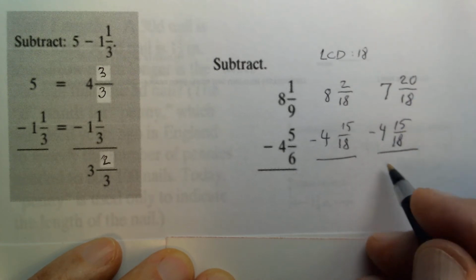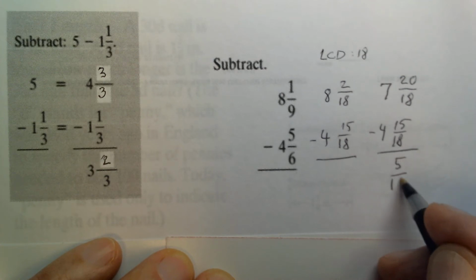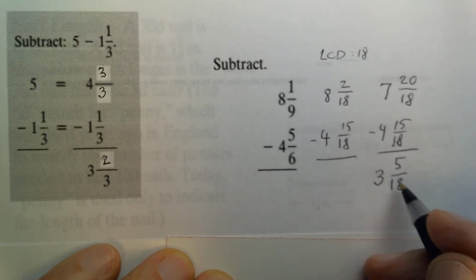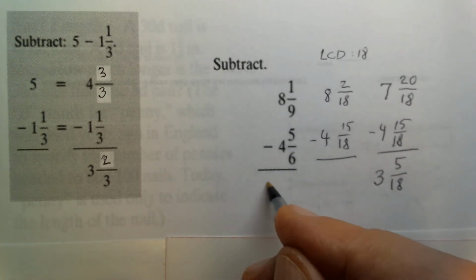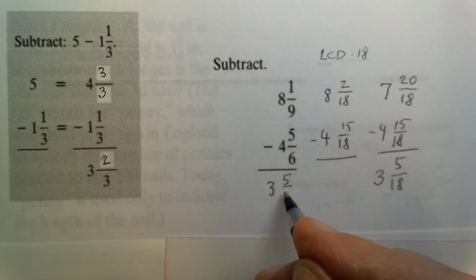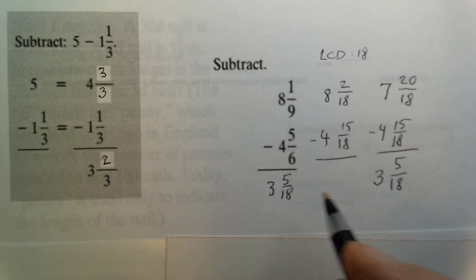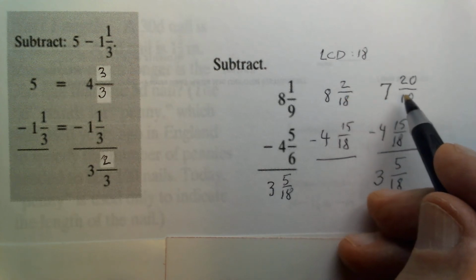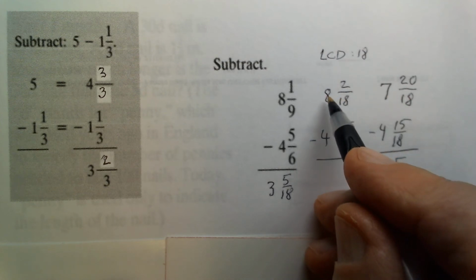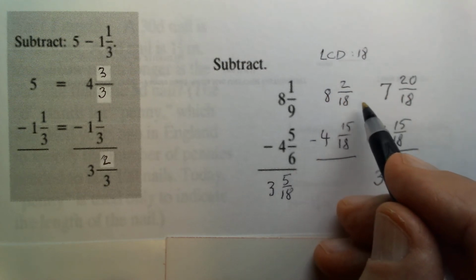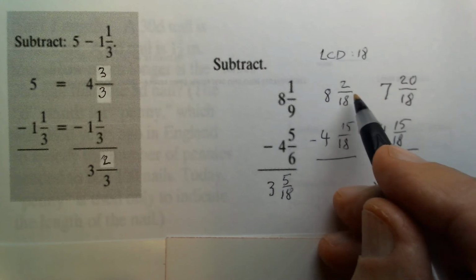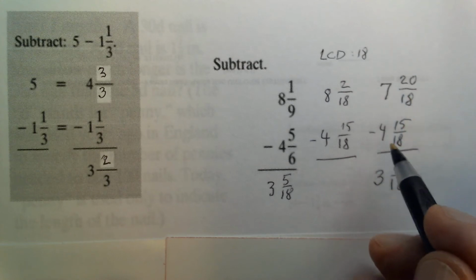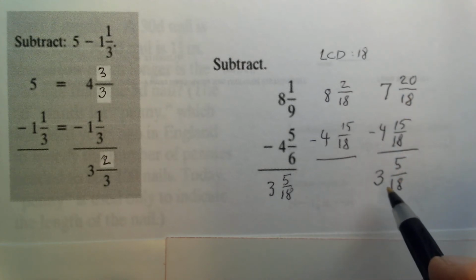20 minus 15 is 5/18, and 7 minus 4 is 3. So then the answer is 3 5/18. So you want to think about what happened here. 8 2/18 is equal to 7 20/18. We borrowed 1, a whole number, from the 8, which would be 18/18, and 18/18 plus 2/18 is 20/18. And again, now we can do the subtraction.